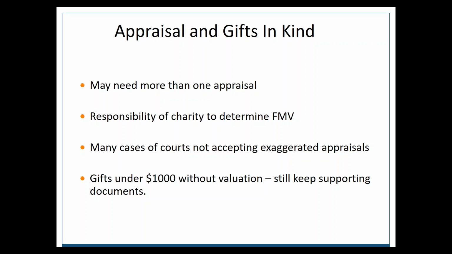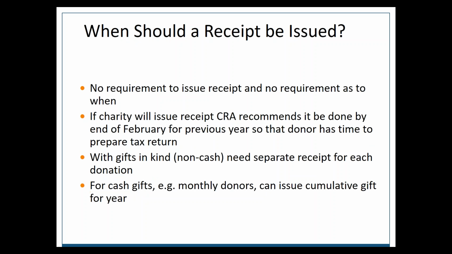So keep in mind also with gifts under 1,000 that even if you don't have a valuation, you still need to keep the supporting documents that show why it's appropriate that you issued that receipt. And also the staff person may not be available in a year or 5 years from now when it comes up as an issue. Now, when should a receipt be issued?